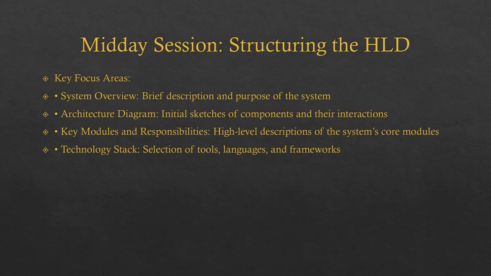By midday, we will focus on structuring your high level design. You will break down the HLD into several key components. First, you will create a system overview that briefly describes the purpose of the system. Then you will start sketching the architecture diagram representing the key components and their interactions. You will also define the core modules, outlining their responsibilities, and select the technology stack for your project.